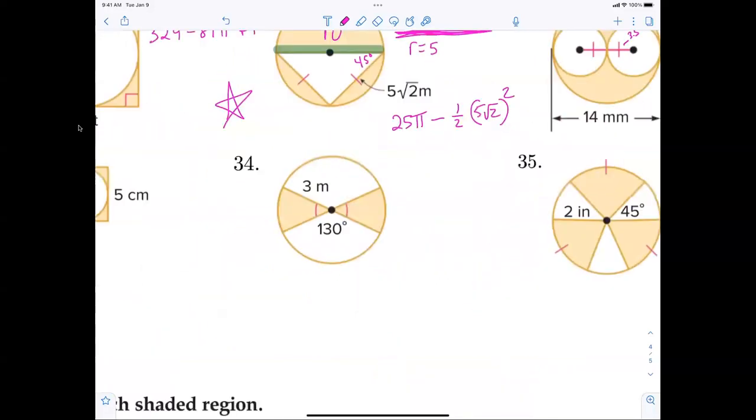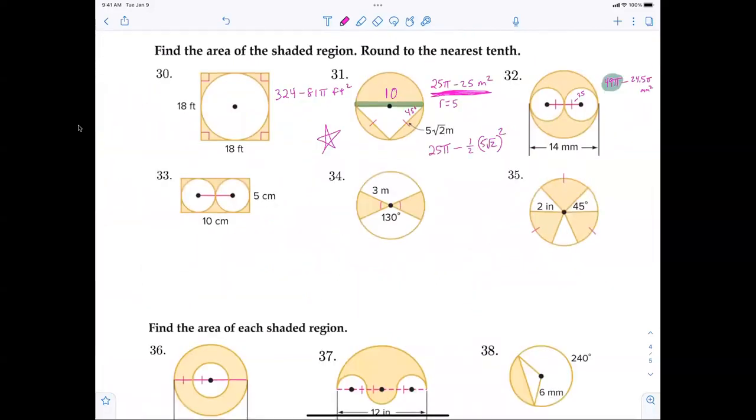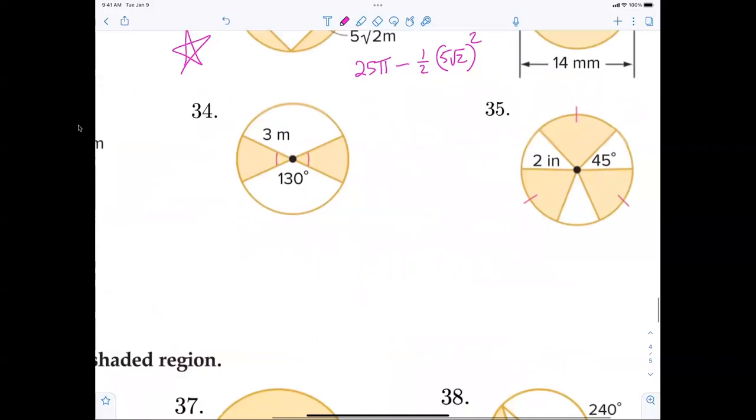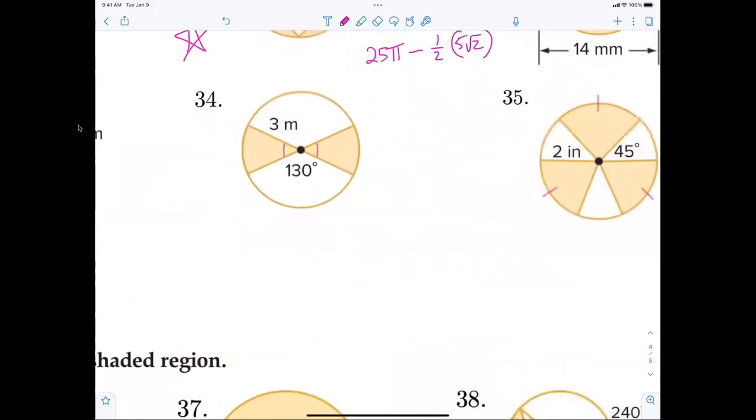So now let's look at number 33. I think we're good with 33. All right. Let's try 34. Quickly come up with that exact answer in terms of pi.